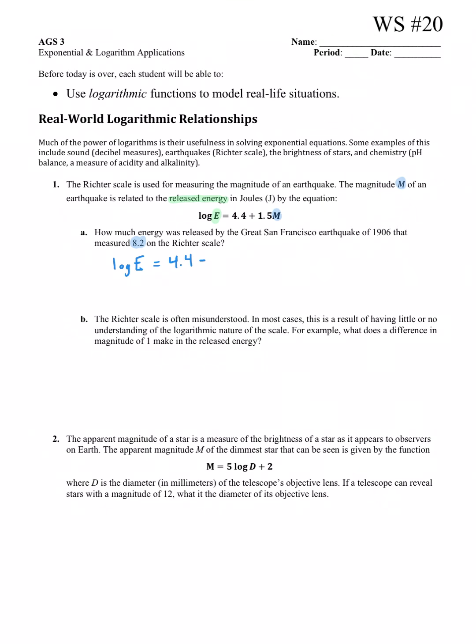The way we do this is we have to plug in for m. We'll plug in an 8.2. And then once I have that plugged in, I can put that into my calculator and simplify the left-hand side. For example, 1.5 times 8.2, and then I add 4.4. That comes out to 16.7. And I get log of E equals 16.7.